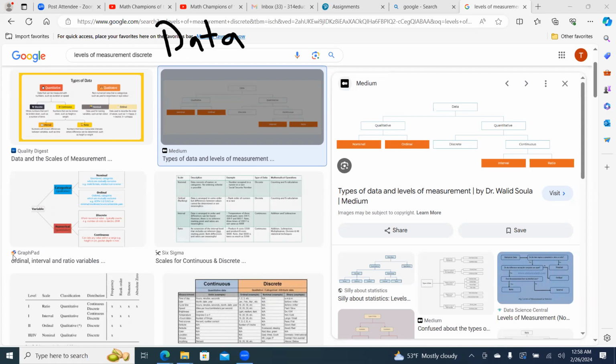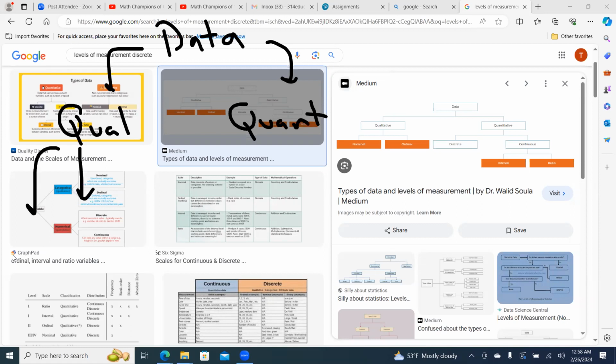And data is split only into two. It's split into qualitative and quantitative. So we're basically saying always the qualitative is going to be nominal, which cannot be ordered, or it's going to be ordinal. What is the other one in qualitative? It's categorical. If we can order it, then it's ordinal.